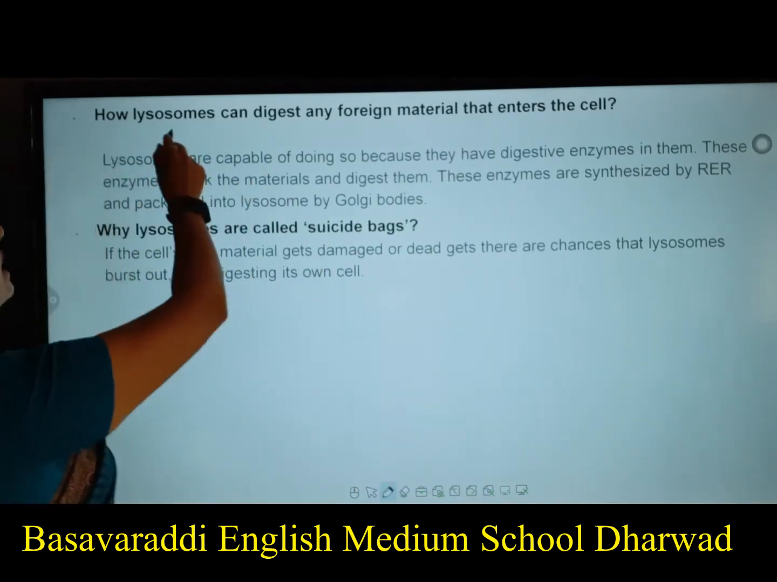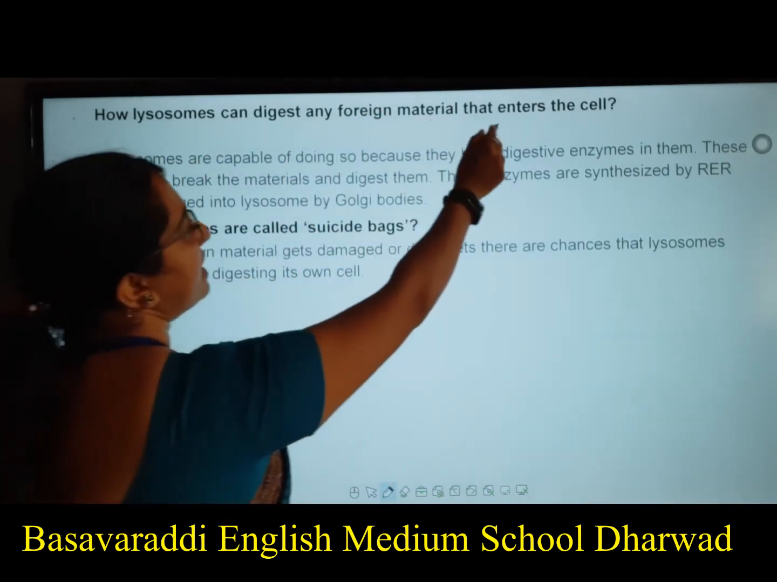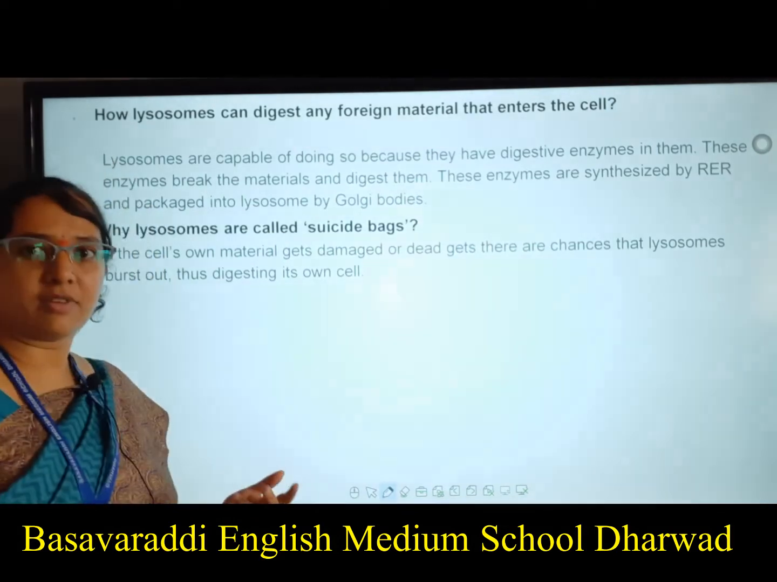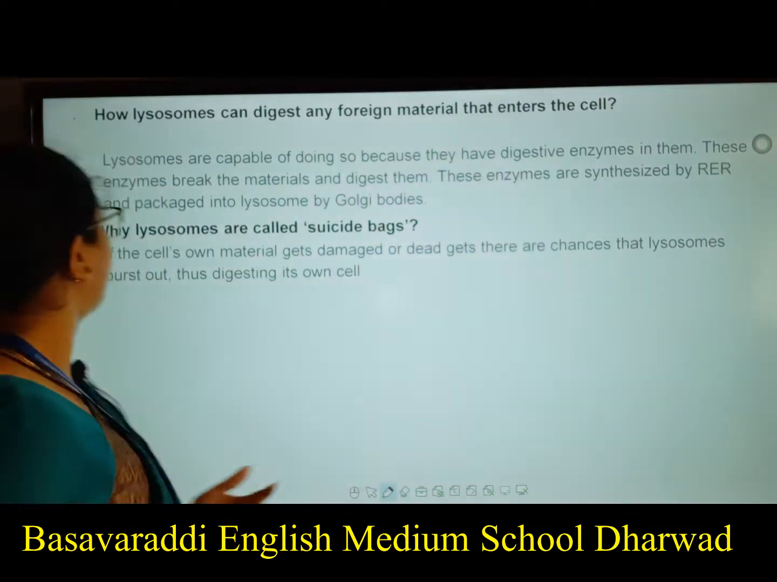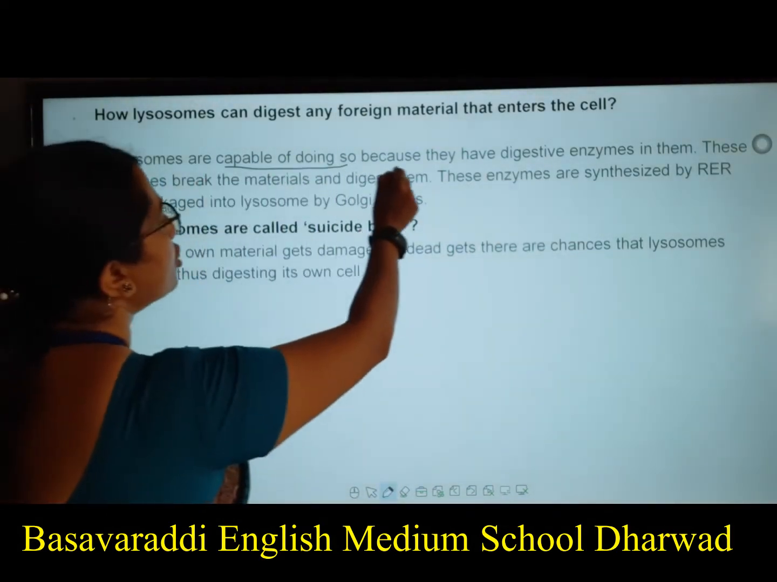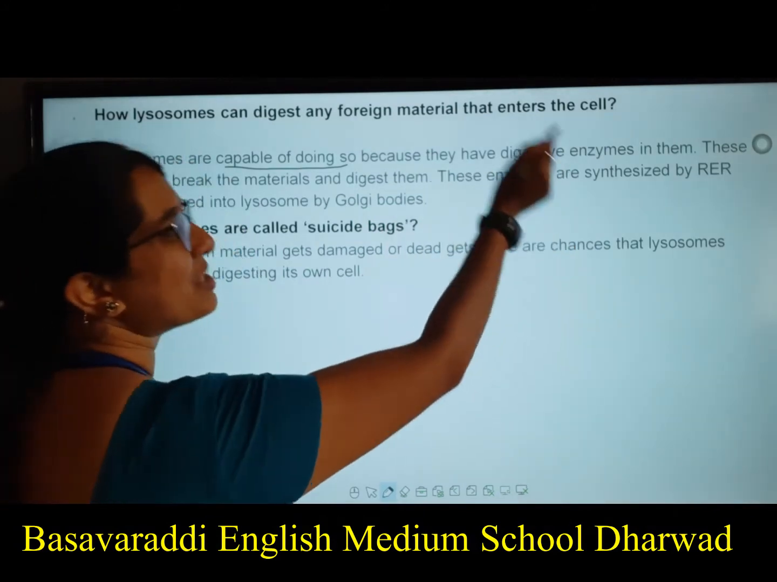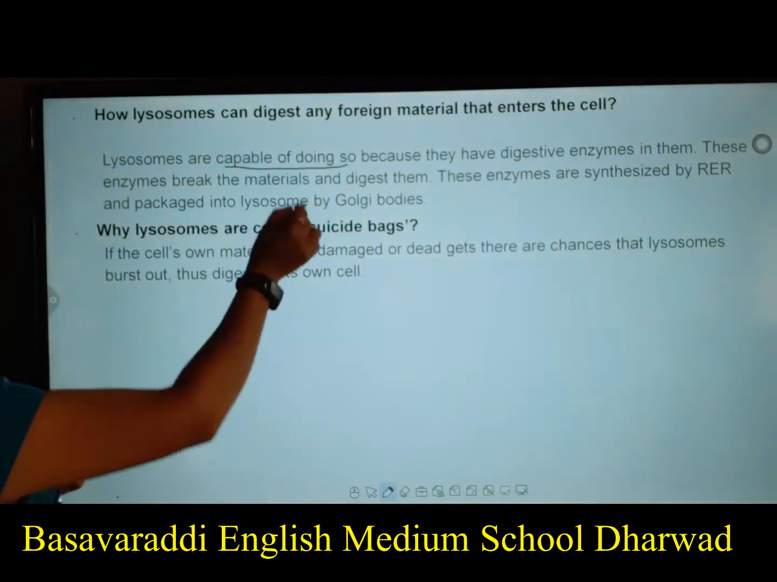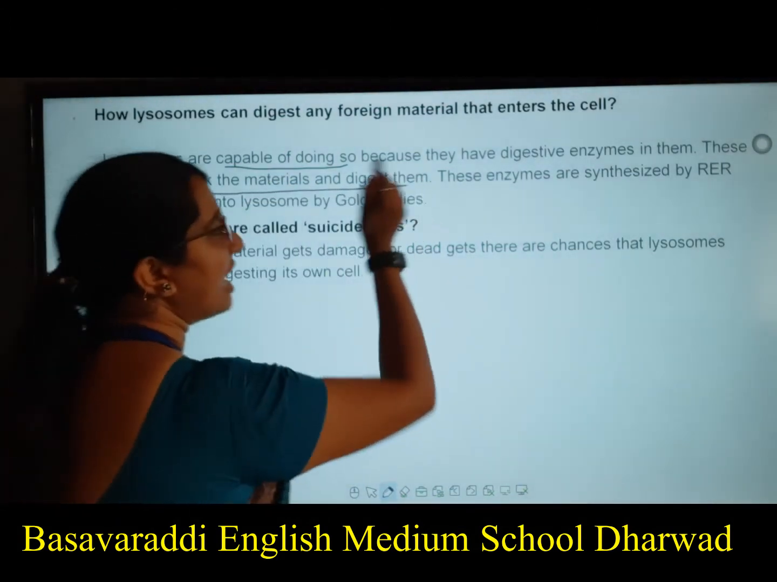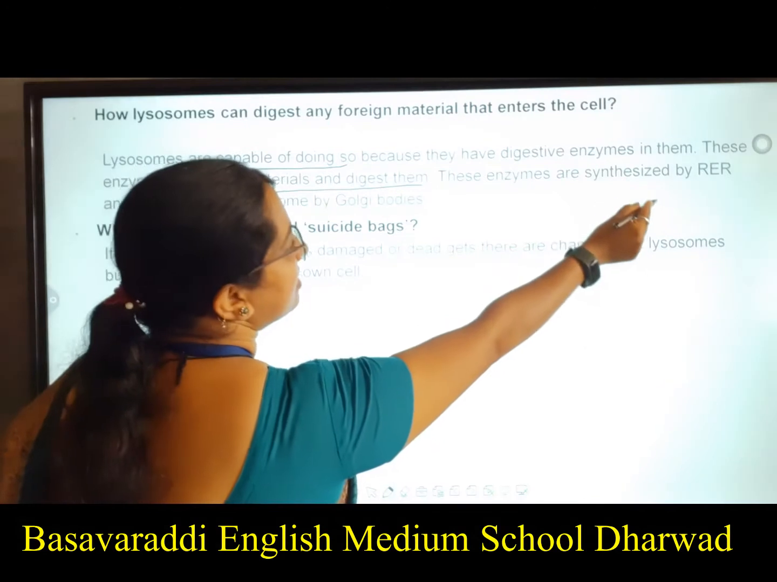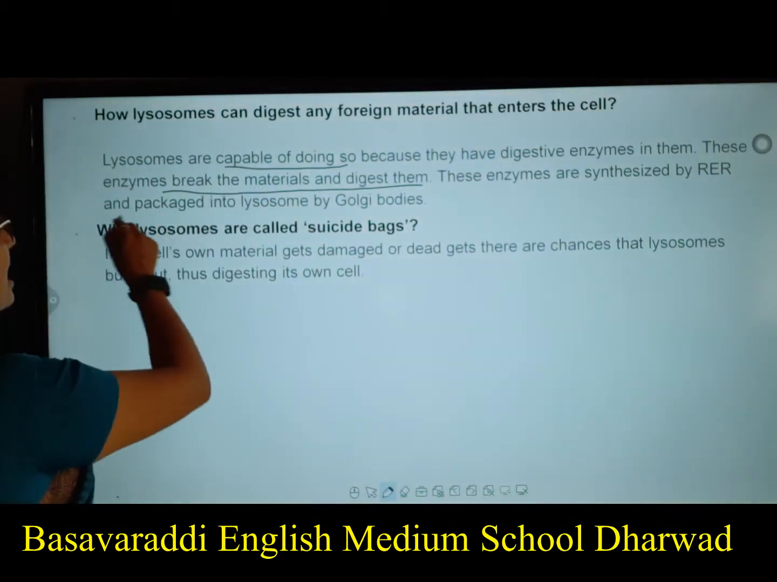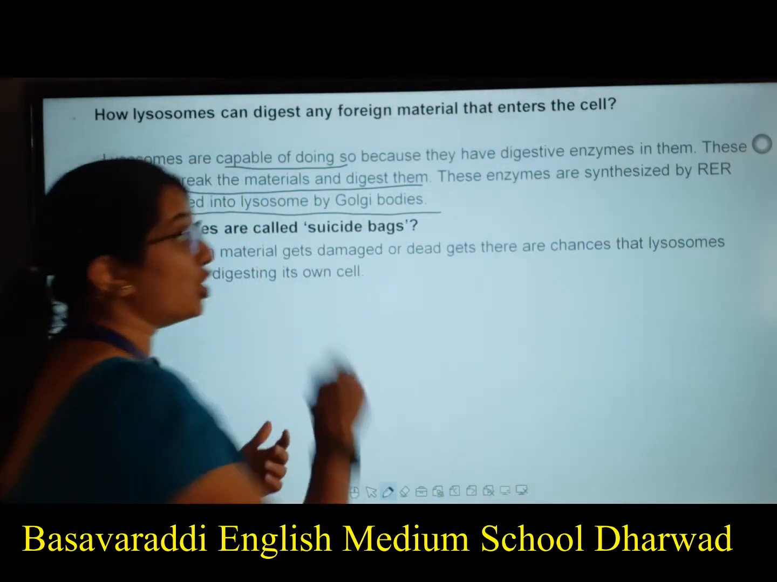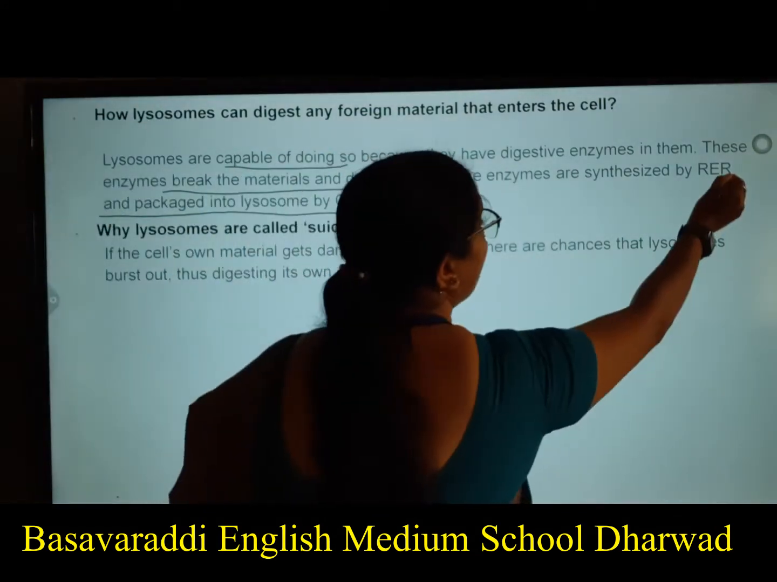How can lysosomes digest any foreign material that enters the cell? That's the big question. How are they going to do it? Lysosomes are capable of doing so because they have digestive enzymes in them. These enzymes break the materials down and digest them. These enzymes are synthesized by the RER and packaged into lysosomes by the Golgi bodies. This is very important.